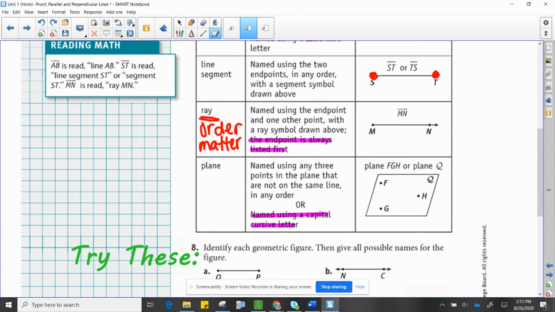And then the last one is a plane. A plane could be named using any 3 points that are on the plane, or you could name it using a capital cursive letter. They're a little picky on how you name them and what kind of letters. They're calling this plane Q, capital cursive Q, or you can call it FGH.